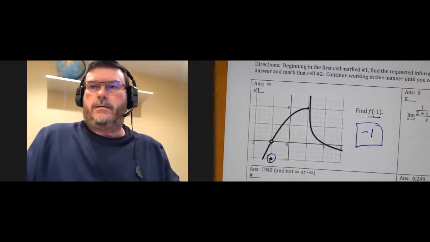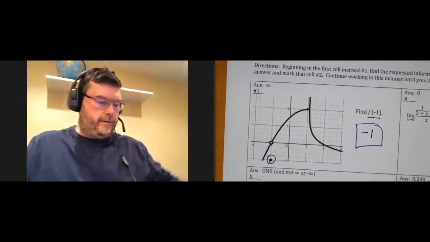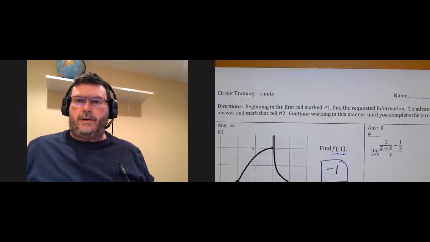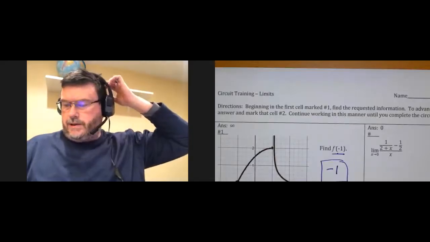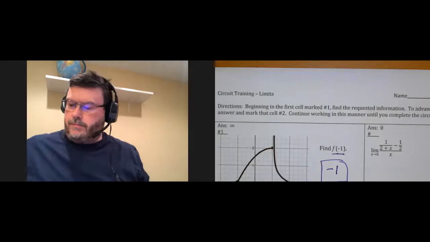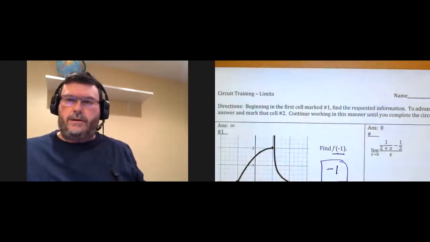All right. It is Wednesday night. I am going to go through the circuit training for limits. Beginning with the first cell, you find the first one. You do the first problem, and then you look for the answer. You do the second problem, and it should lead you back. That last problem should lead you back to the infinity.